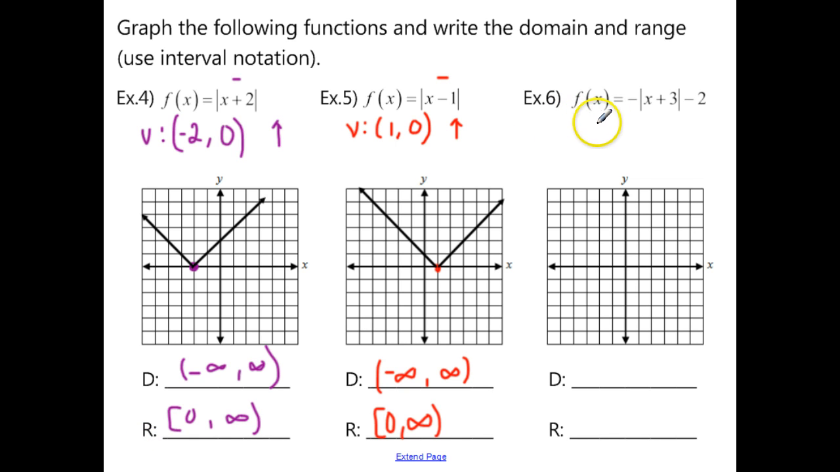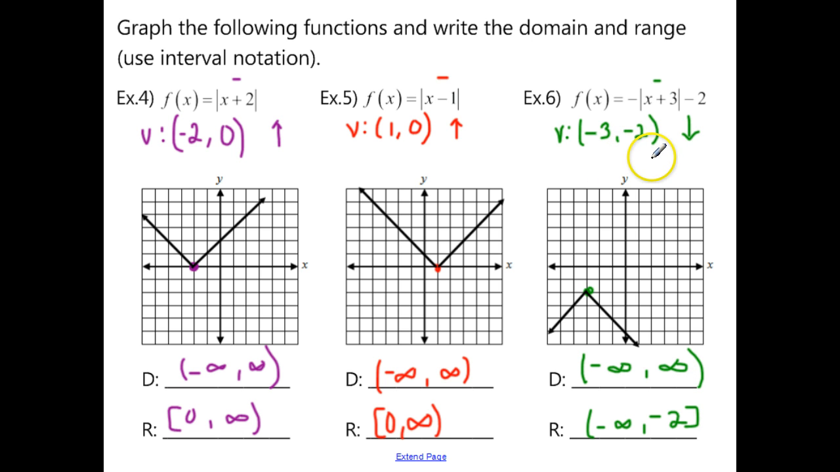Now, example 6 has all of the elements we've worked with so far. A -a, an h, and a k. So I want you to go ahead, try this one on your own, take all the steps, combine them together, and see if you can do this. Check back with me when you're finished, and we can check your answers.